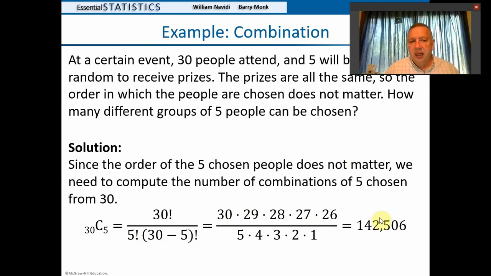These are the 5 people from those 30, and it doesn't matter, all of Jim, John, Jack, Tom, and Nancy, it doesn't matter which order, those are the same set of prize winners.